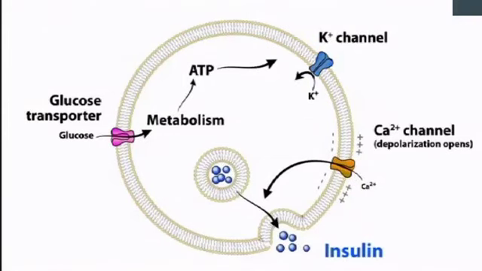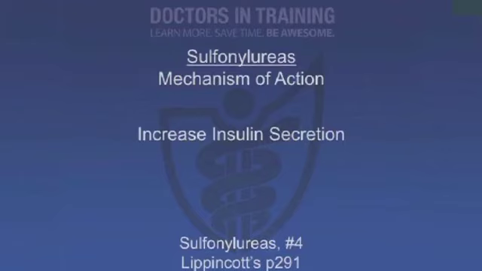So sulfonylureas act on this mechanism. They bind to and close this potassium channel, which causes the cell membrane to depolarize, the calcium channels open, and insulin is secreted. So to summarize, the mechanism of action of sulfonylureas is to increase insulin secretion.